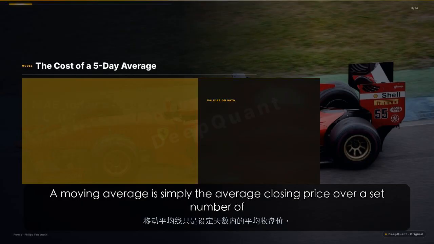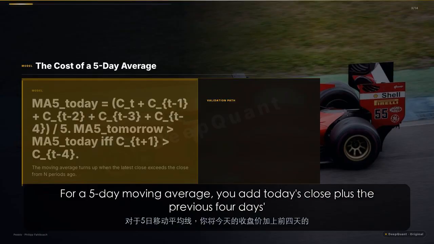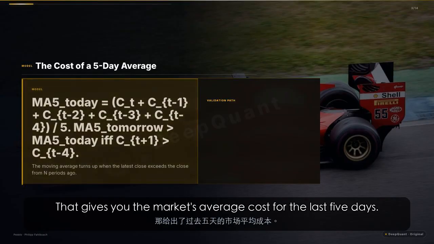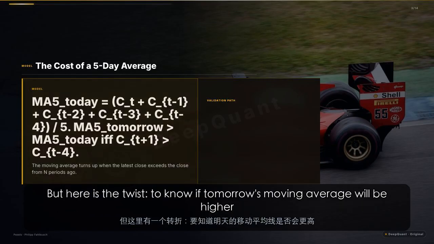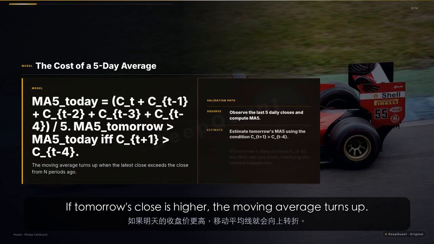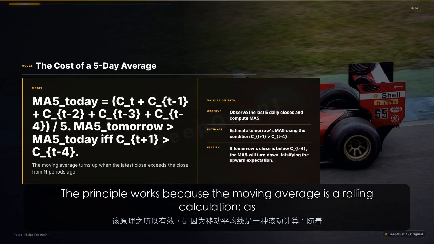A moving average is simply the average closing price over a set number of days. For a 5-day moving average, you add today's close plus the previous 4 days' closes and divide by 5. That gives you the market's average cost for the last 5 days. But here is the twist. To know if tomorrow's moving average will be higher than today's, you only need to compare tomorrow's close to the close from 4 days ago. If tomorrow's close is higher, the moving average turns up. This is called the price offset principle, and it is the engine behind every moving average crossover.